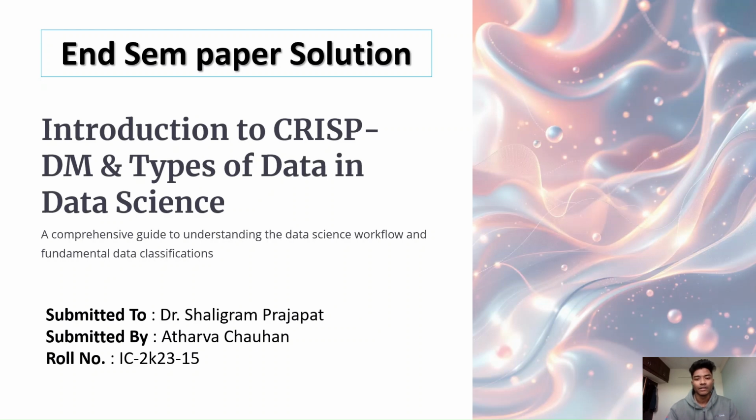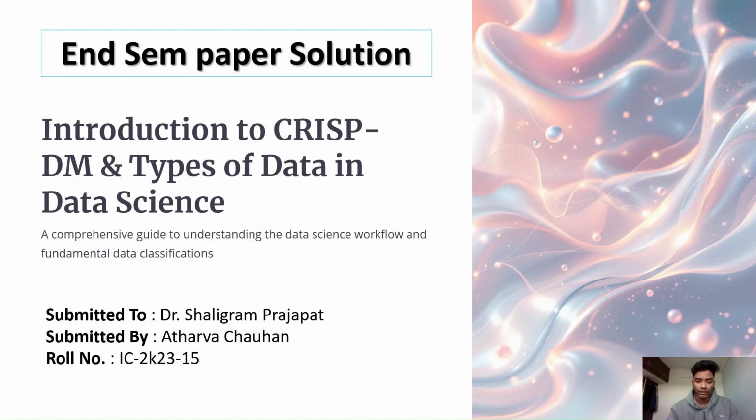Hello everyone. Today I'll be taking you through a very important concept in data science, the CRISP-DM framework, along with a simple breakdown of the different data types we commonly work with. I'll be explaining everything using a practical example of bike rental prediction. My goal is to make this session clear, relatable, and easy to understand. It's the first question of this series of end semester paper solutions. So let's begin with this.